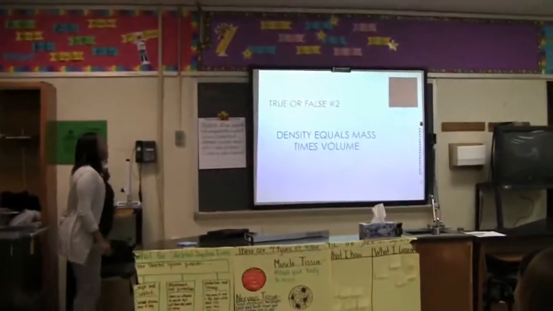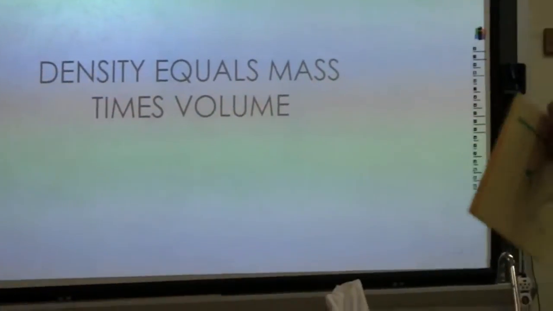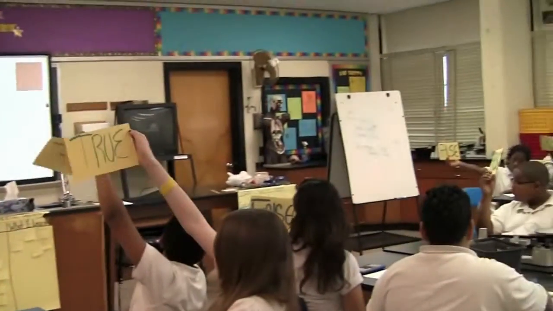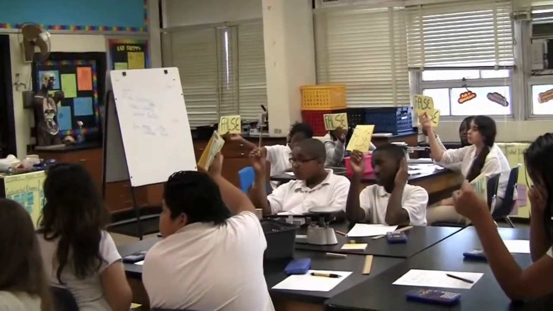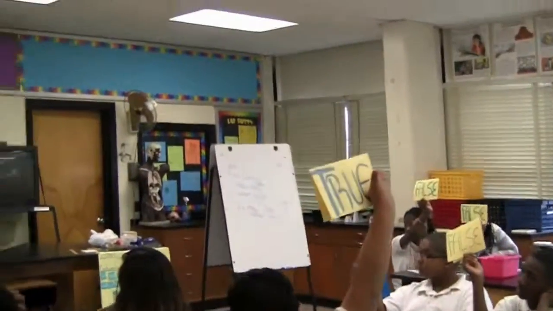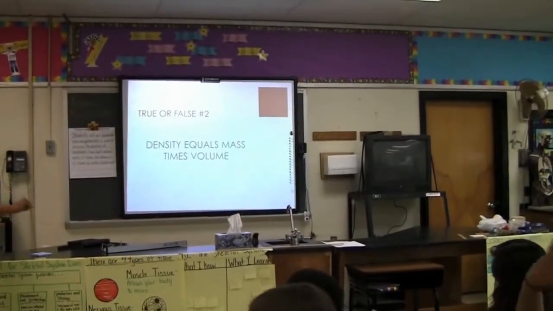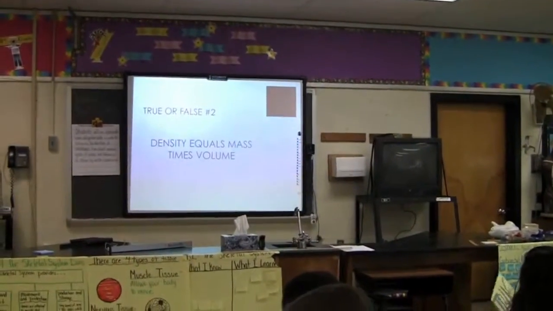Okay. Number 2. Density equals mass times volume. True or false? Okay, I see mostly falses, but I do see a true. Somebody who said the answer here is false, tell me, what does density actually equal? Jacob? Mass divided by volume. Mass divided by volume.